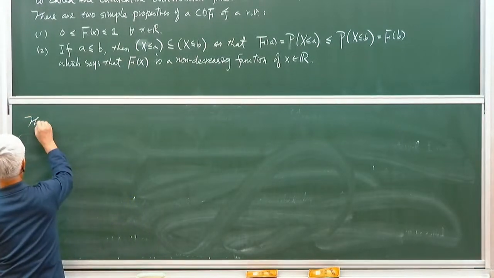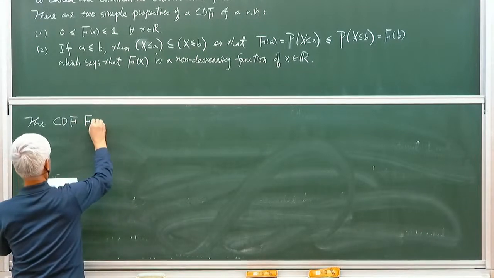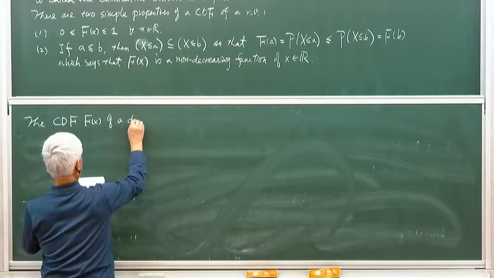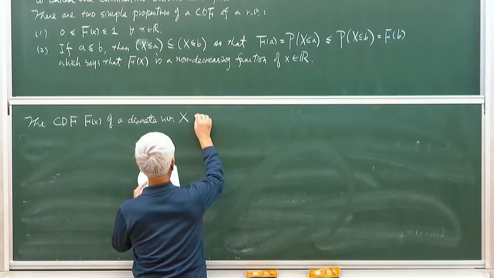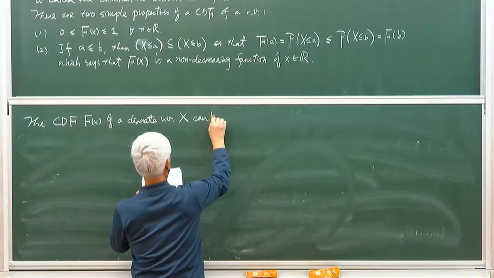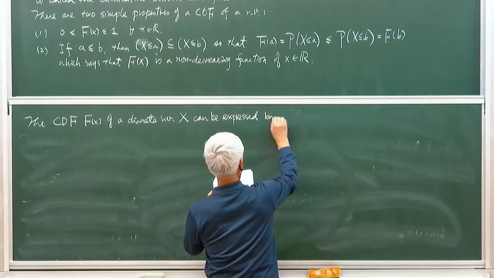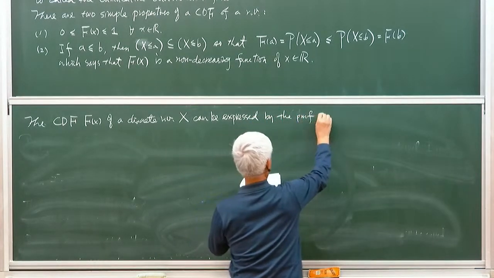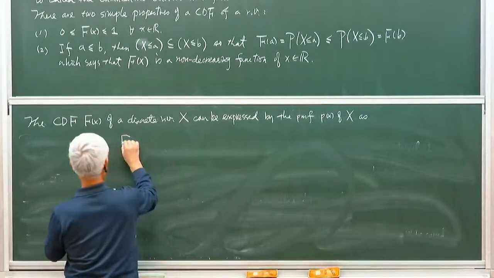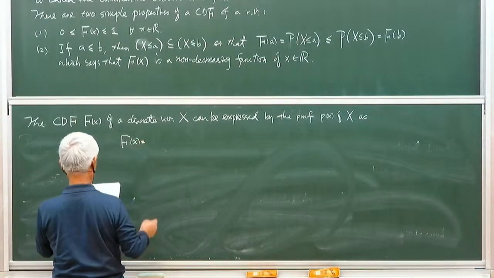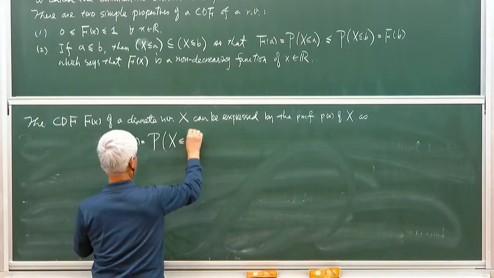Now, how about the cumulative distribution function of a discrete random variable? The CDF of a discrete random variable can be expressed by the PMF of X as follows. So this is, by definition, here.